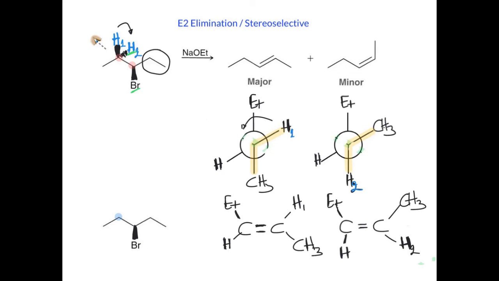This shows me that in the first case ethyl and methyl will be far away, while in the second case ethyl and methyl will be close. And this is why I get the major product for the substituents to be far away, while for the second product the substituents are close together.